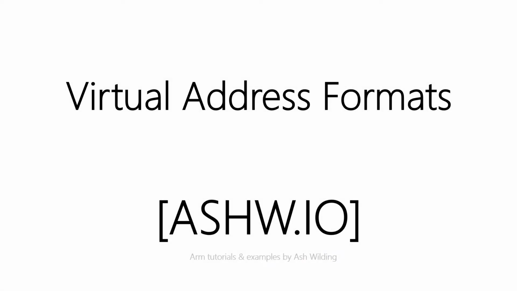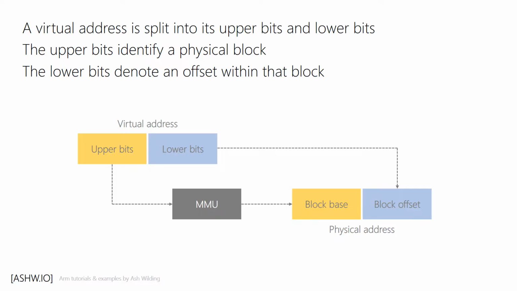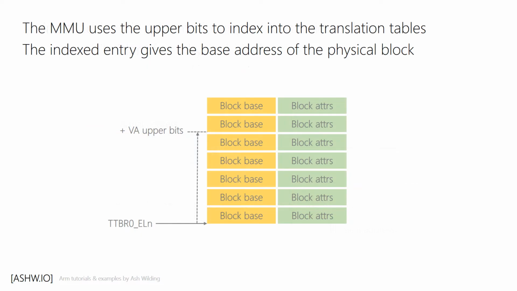Hi there. In this video, we'll take a look at virtual address formats in the 64-bit ARM architecture. A virtual address is split into its upper bits and its lower bits, where the upper bits are used to identify a physical block of memory, and the lower bits denote an offset within that block. Identifying the physical block of memory involves passing the upper bits through the memory management unit, or MMU, to perform address translation by walking the translation tables in memory.